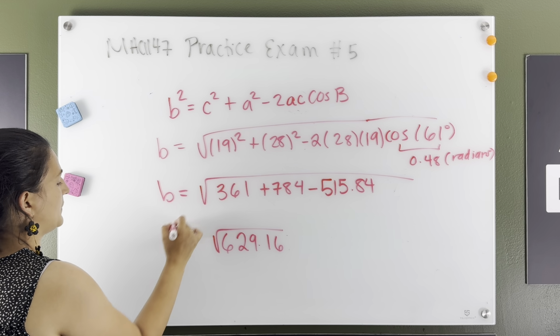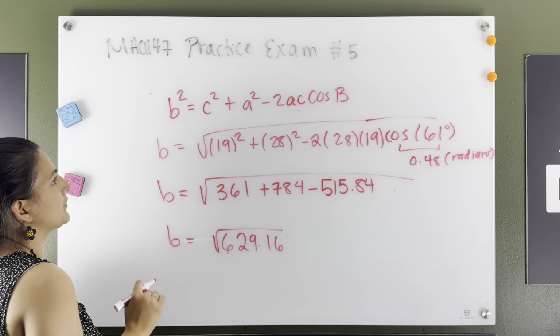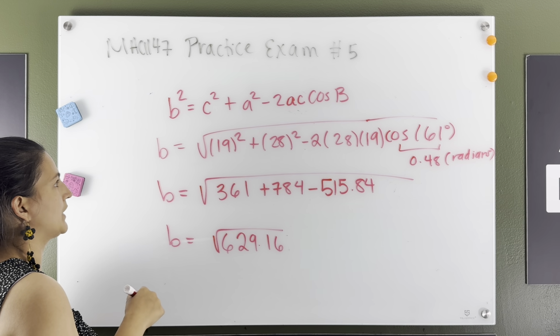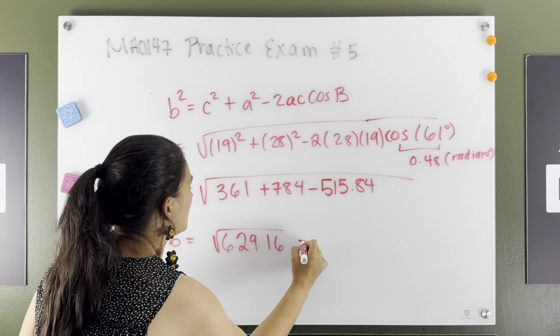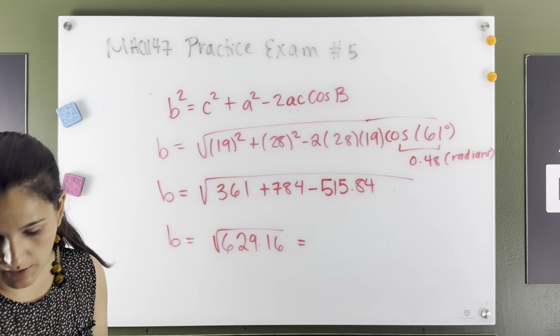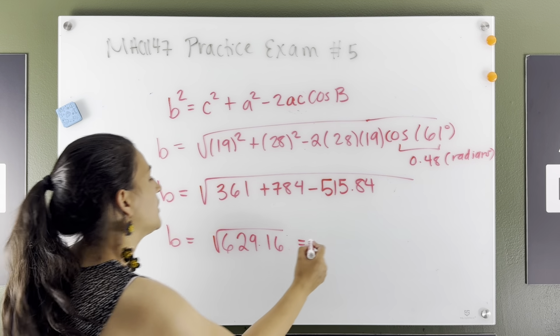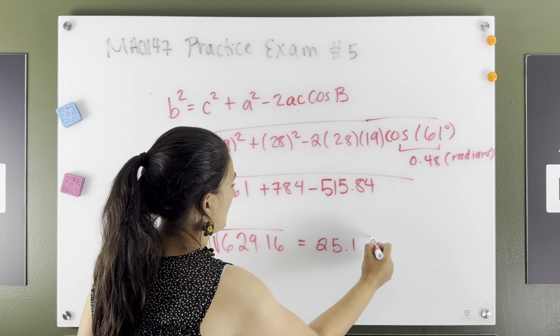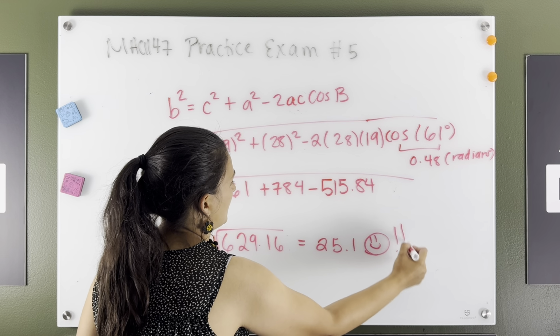That's for my B squared. Remember that this formula is for B squared, so if we want B, we want to square root both sides. So when you square root this number that you get, when you do all this correctly, you get 25.1, which is exactly what we want. So that's the precise answer.